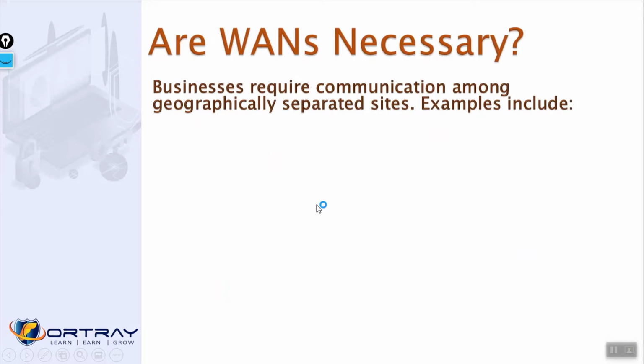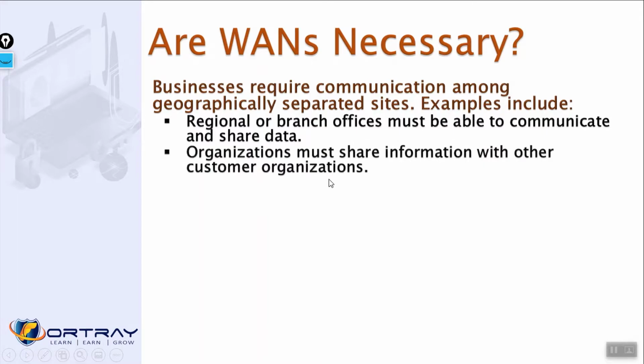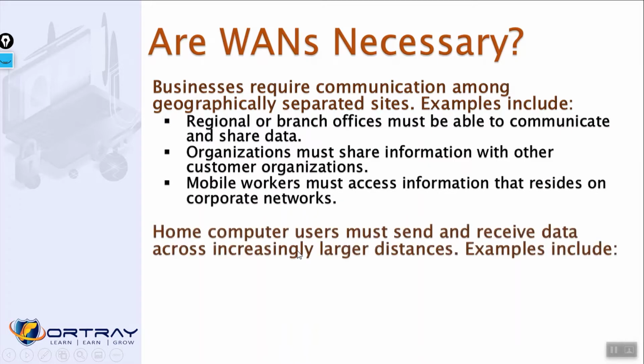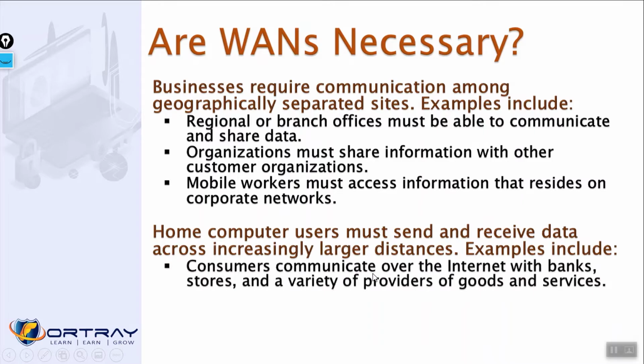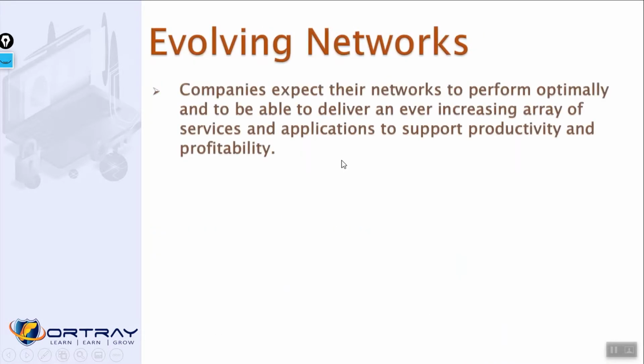Why do we need a WAN? The WAN is necessary for business requirements, communication among geographically separated sites. For example, regional and branch offices must be able to communicate and share data. Organizations must share information with each other. Mobile workers must access information, like people working from home. Home computer users must send and receive data across large distances. Okay, student research and all those.